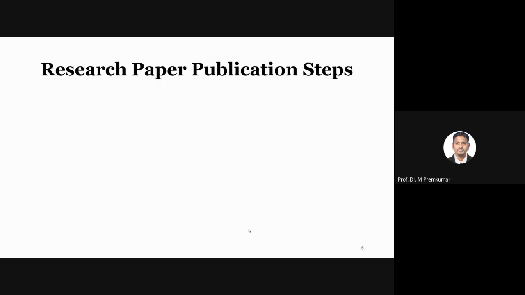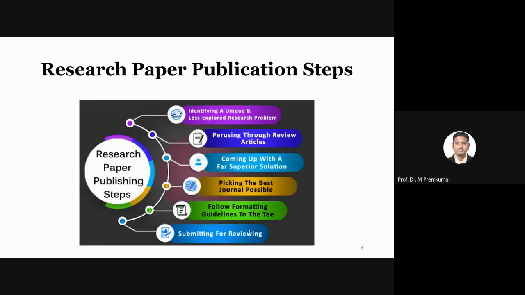And what are the research paper publication steps? I think many of the people know this, but for the new researchers, I just want to touch upon it. When you go for research paper publication, the first thing is you have to identify the unique problem. That is, it is a research problem you have to identify.